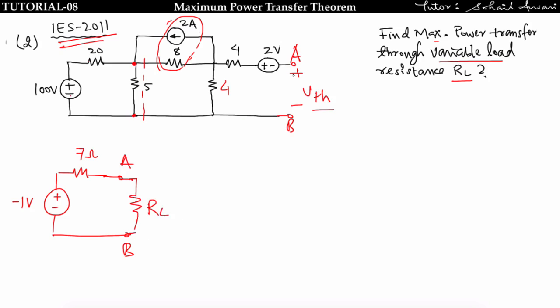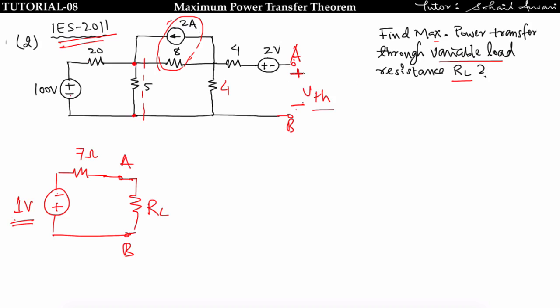Since I have considered the polarity of VTH from plus to minus, A is connected with plus and B is connected to minus, that's why I am getting minus 1. If I reverse the voltage polarity like this, then I will get 1 volt. No problem, since there are no dependent sources present, this network is a passive network, not an active network. Only the VTH I am getting negative.